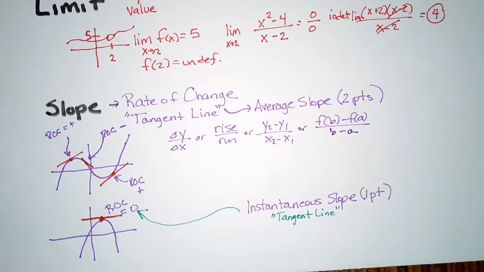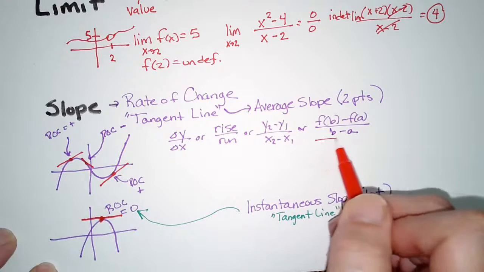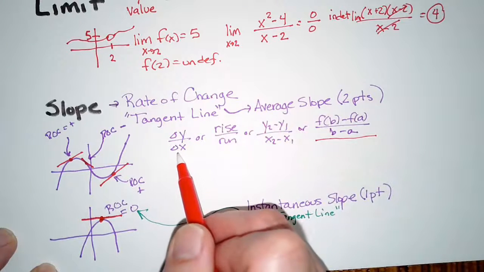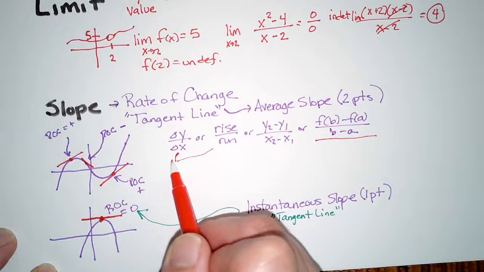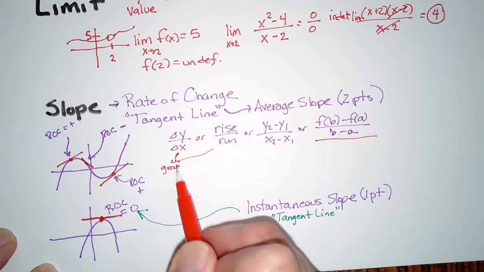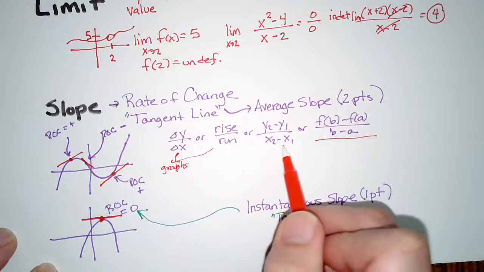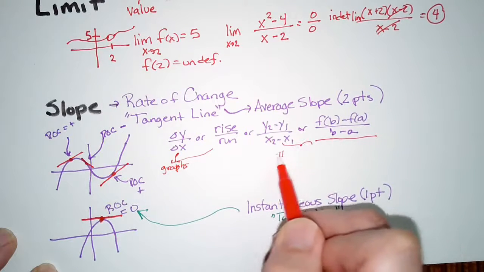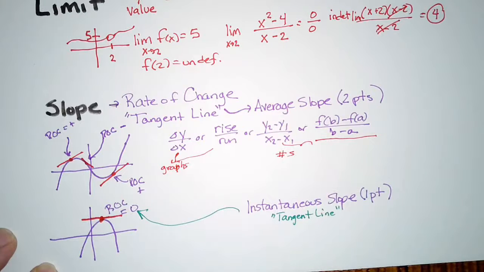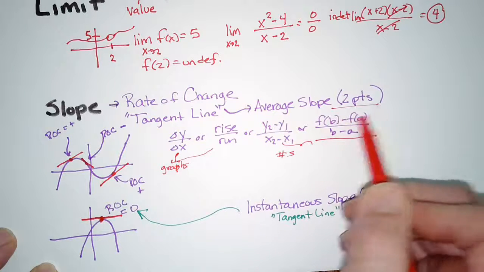So the reason I'm going to use this one the most is these ones right here work really well off of graphs. And these work really well with numbers. And we want to try not to mix things up. So either one of those is going to be fine. You're always going to have 2 points to do this. There's no way around it.